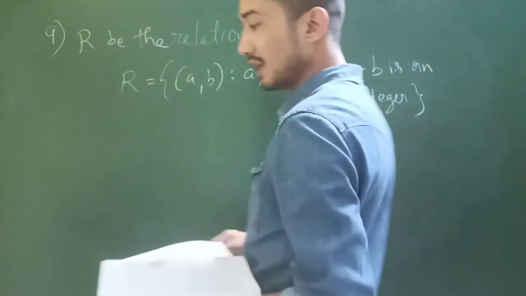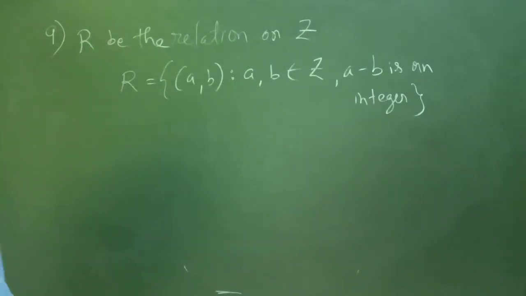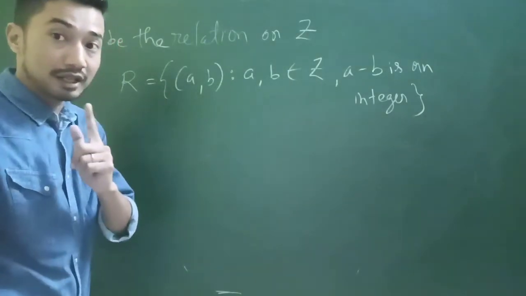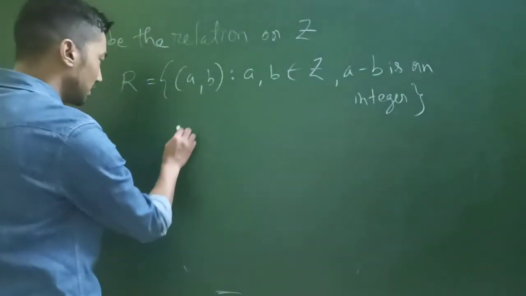Now find the domain and range of R. Find the domain and range of R. This question is like a Venn diagram, but I mean the arrow diagram concept.